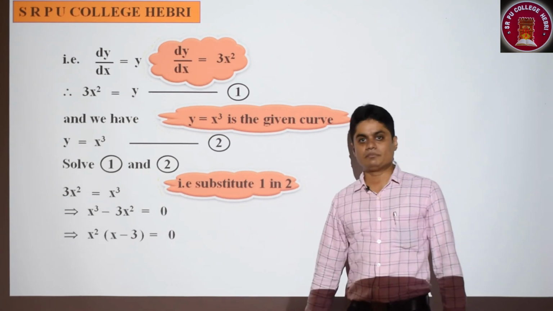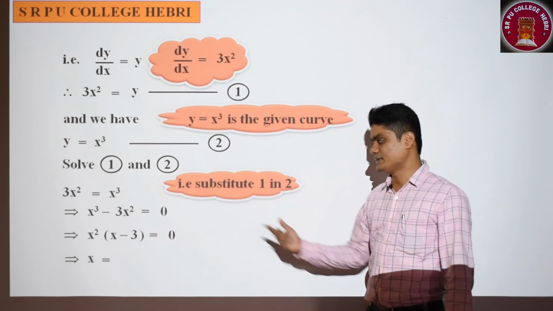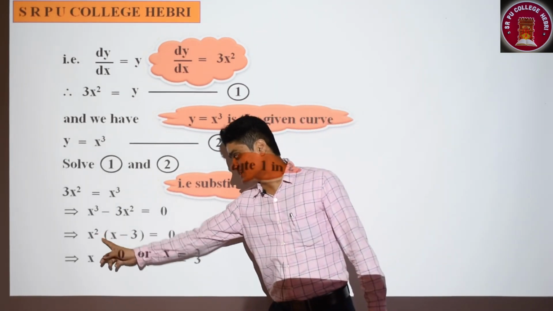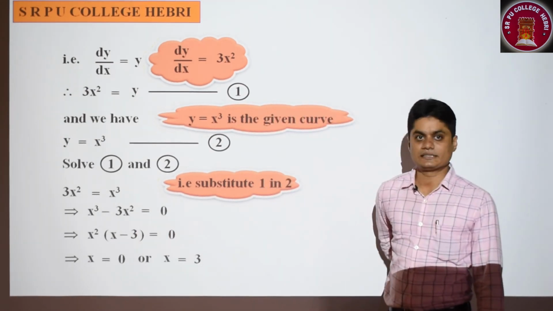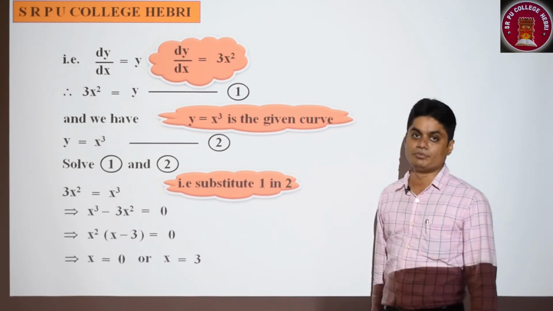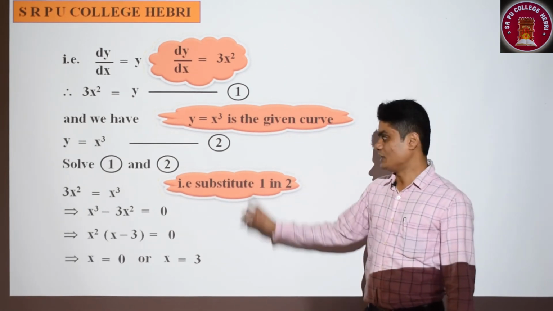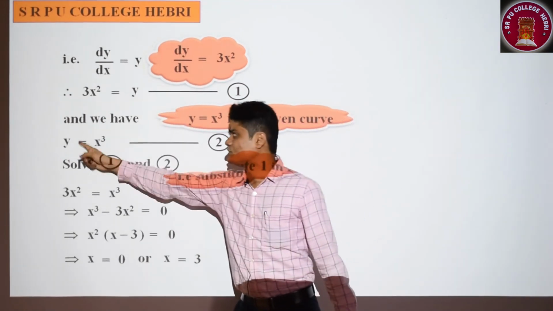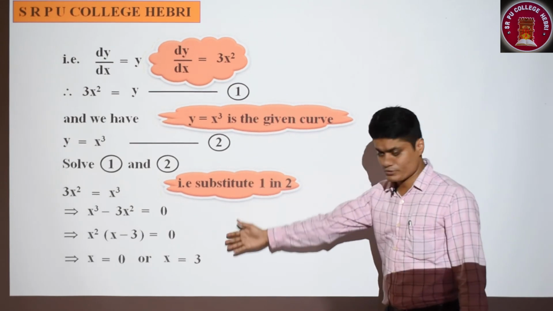When the product of two numbers is 0, one of them definitely is equal to 0. So which will be 0 now? Here either x is equal to 0 or x is equal to 3, because when x is equal to 0 the product becomes 0, and when x is equal to 3 also the product becomes 0. So both are possible. So x equal to 0 and x is equal to 3. I hope you understand how to solve this equation. Since this is y, you can directly equate 3x square is equal to x cube. I hope you understood this solution.